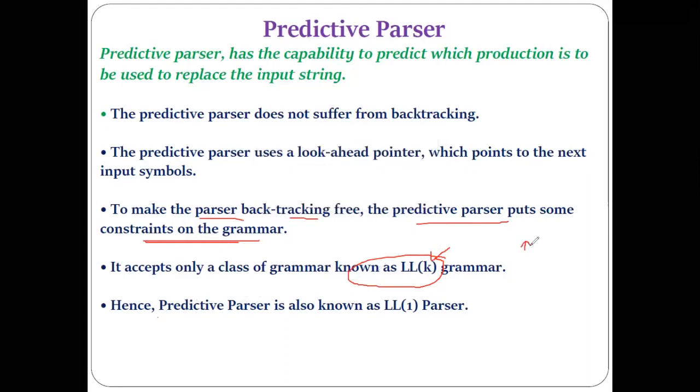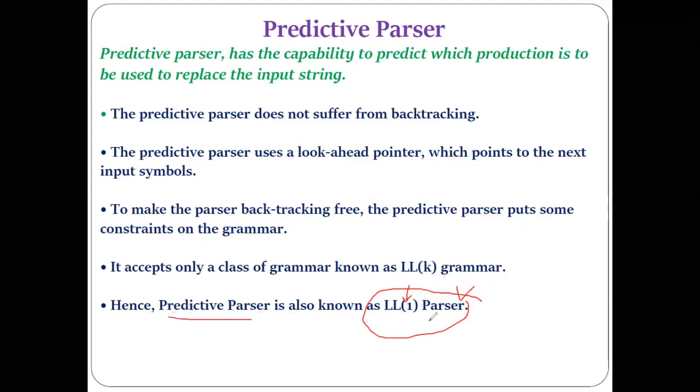So in the case of the predictive parser, we are going to focus on only one input symbol at a time for the matching purpose. And that is the reason, as the predictive parser only focuses on one input symbol of the string at a time, the predictive parser is also called an LL(1) parser. Here one indicates that we are going to focus on one lookahead symbol at a time, and from that, the name given to the predictive parser is also the LL(1) parser.